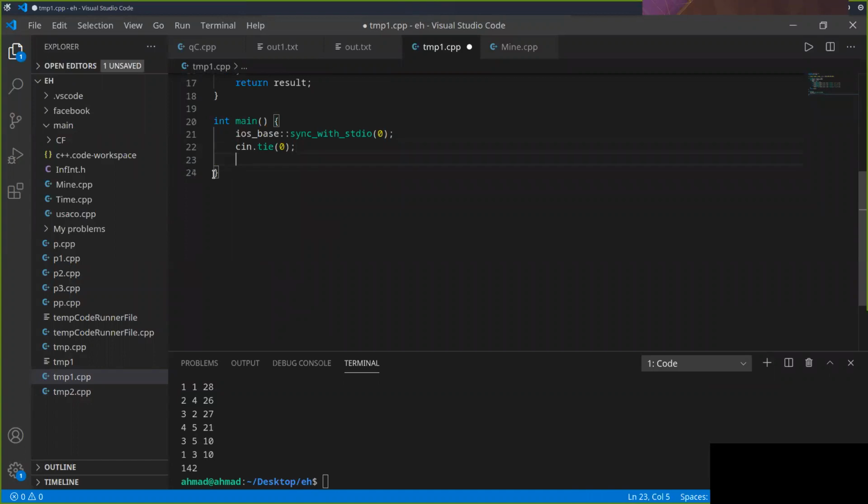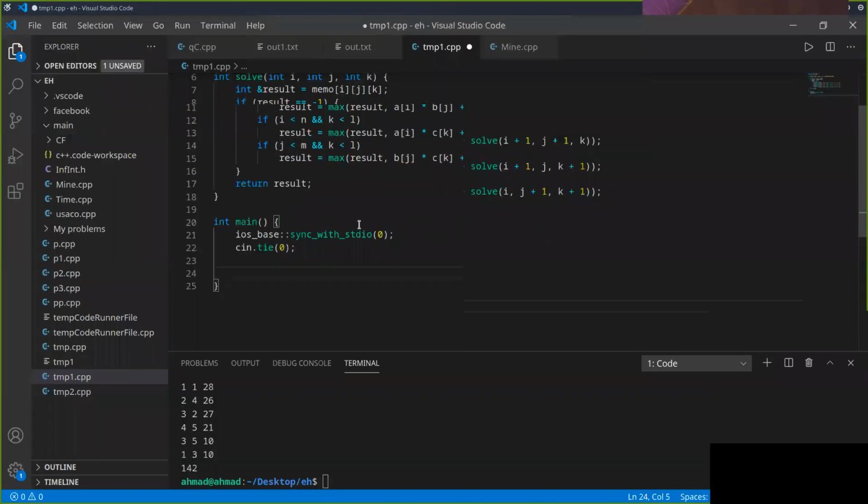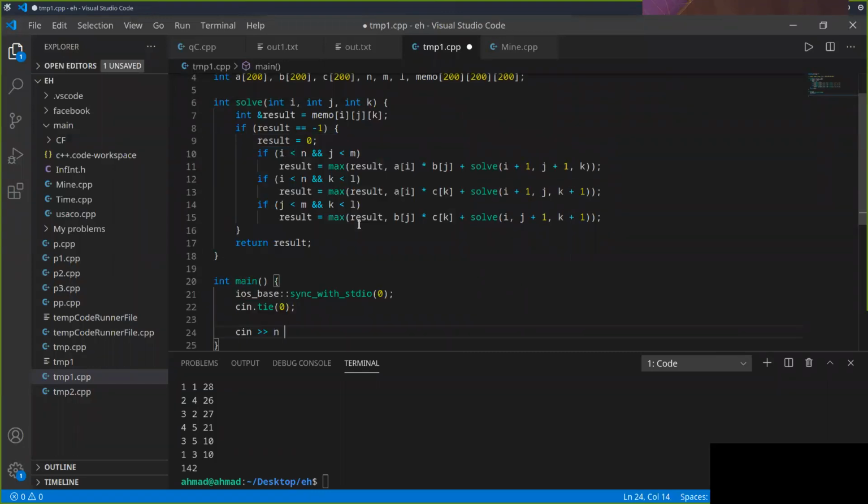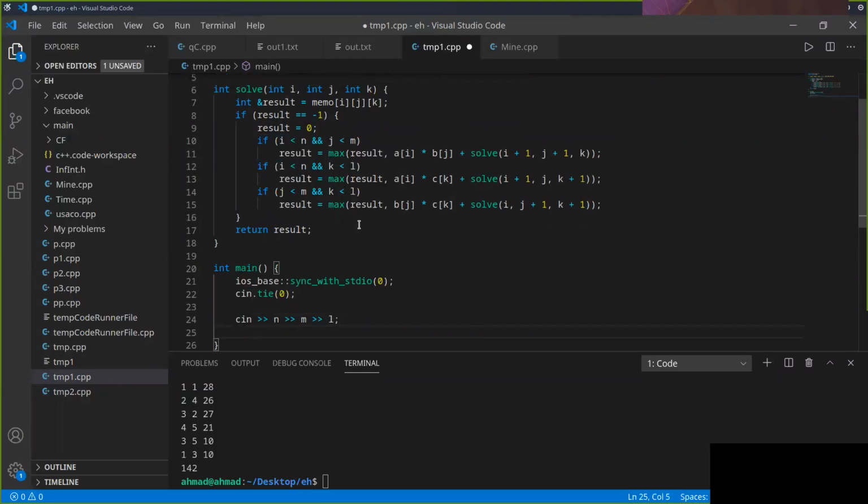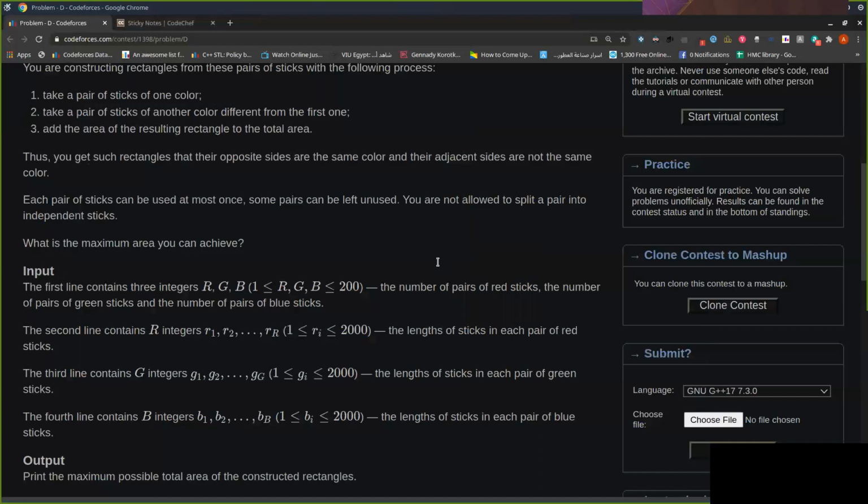So now let's take the input. The input will be taking N, M, L and then taking the values of these three arrays.